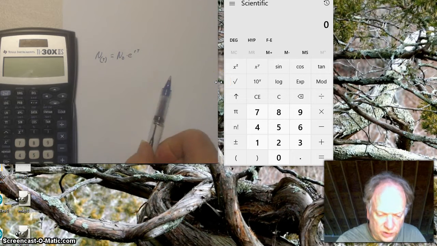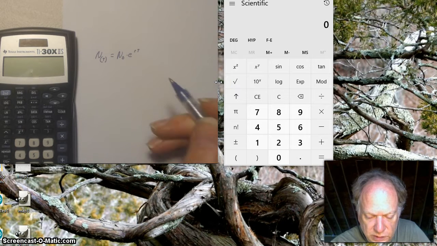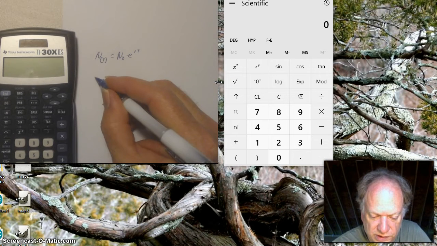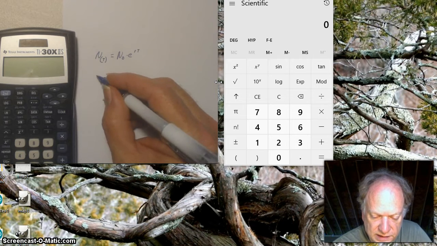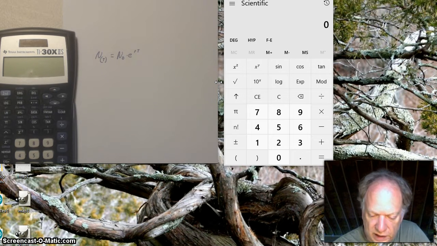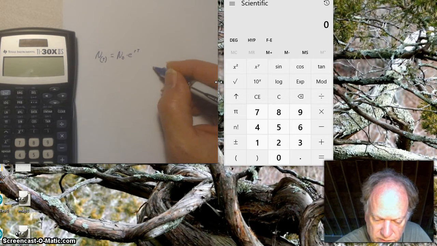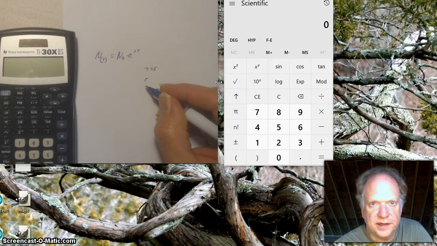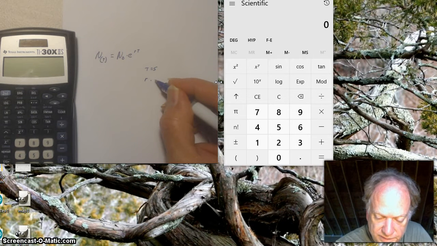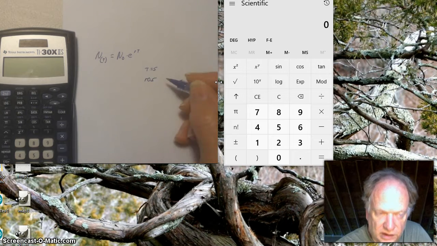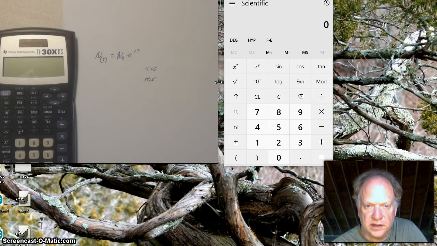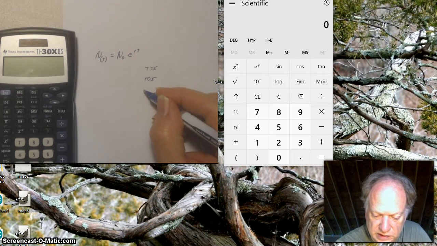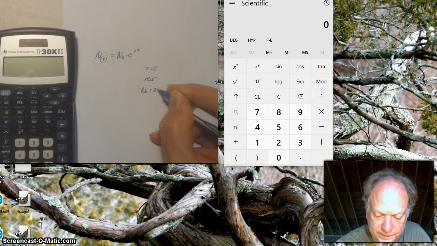And here's my equation that I just wrote down. As a quick example, let's say I want to know what the population is at 5 years. So t is equal to 5. The growth rate is 0.5. And the starting population is 200. So N naught is equal to 200.